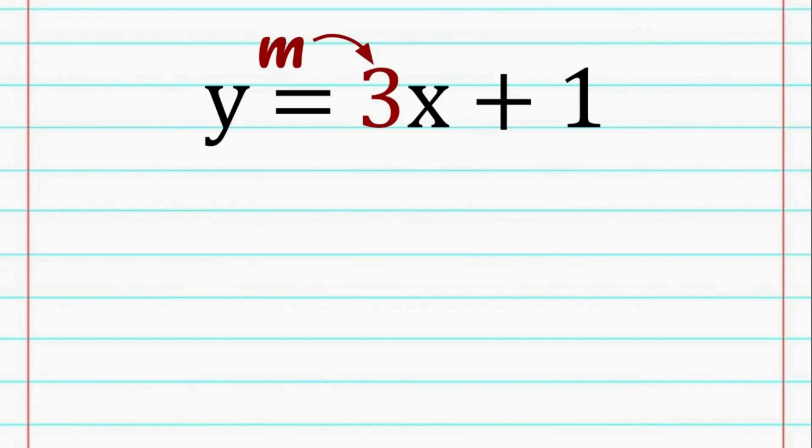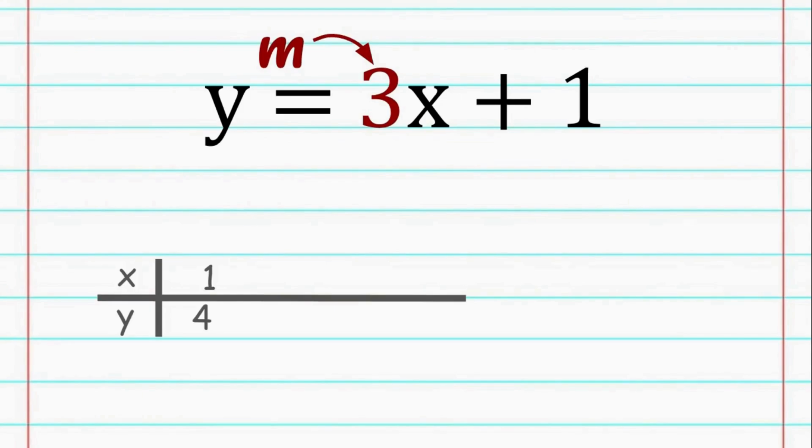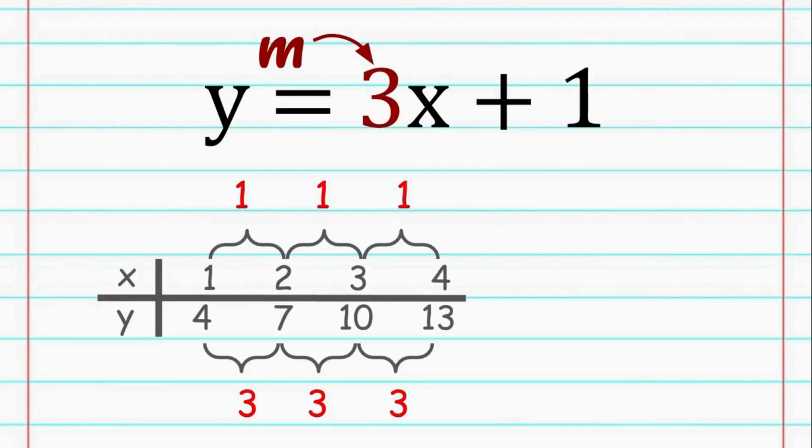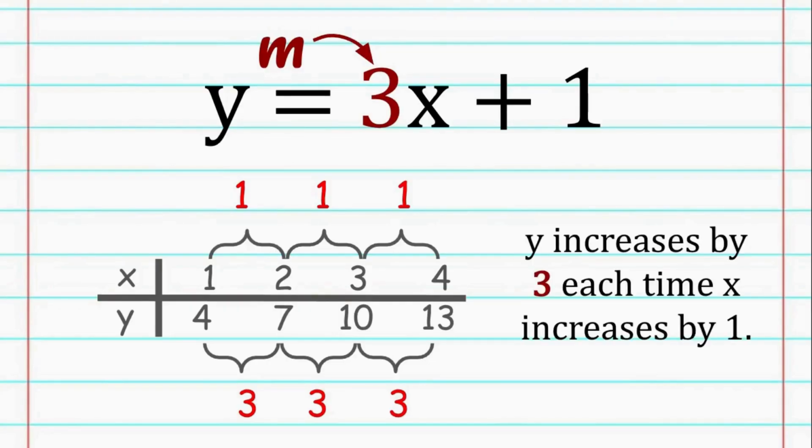Let's plot a couple of solution points, values of x and y that give us a true statement, to see how the slope impacts the graph of our linear equation. We'll make an xy table. If we let x be equal to 1, we would say 3 times 1 plus 1 is equal to 4, so y equals 4. Doing the same thing with 2, 3, and 4 for x, we get 7, 10, and 13 for y. With those 4 solution points, we can see a clear pattern. Y increases by 3 each time x increases by 1.